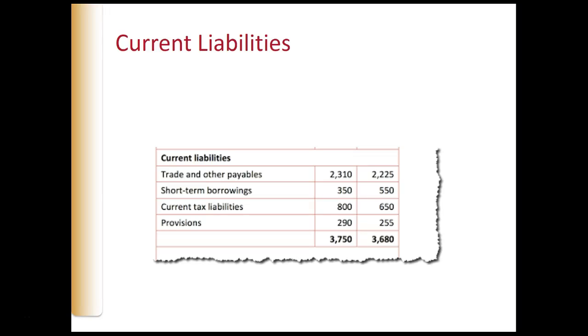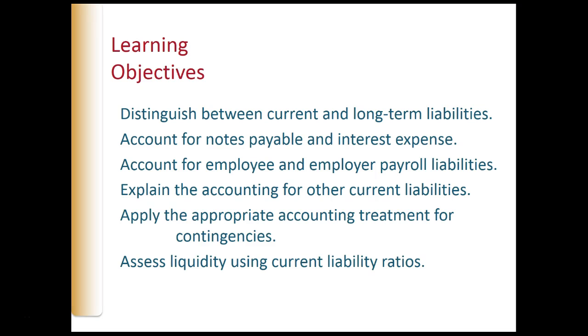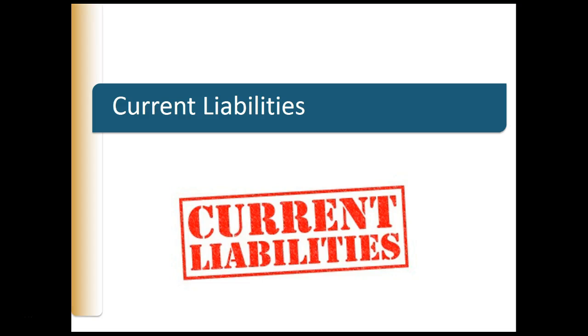Hello everyone, and this lecture is going to cover current liabilities. Some of the items that we're going to cover in this lecture include distinguishing between current and long-term liabilities. We'll account for notes payable and interest expense. We'll talk about how we account for employee and employer payroll liabilities. We'll explain the accounting for other current types of liabilities and also for contingencies. And then last we'll look at the liquidity using current liability ratios.